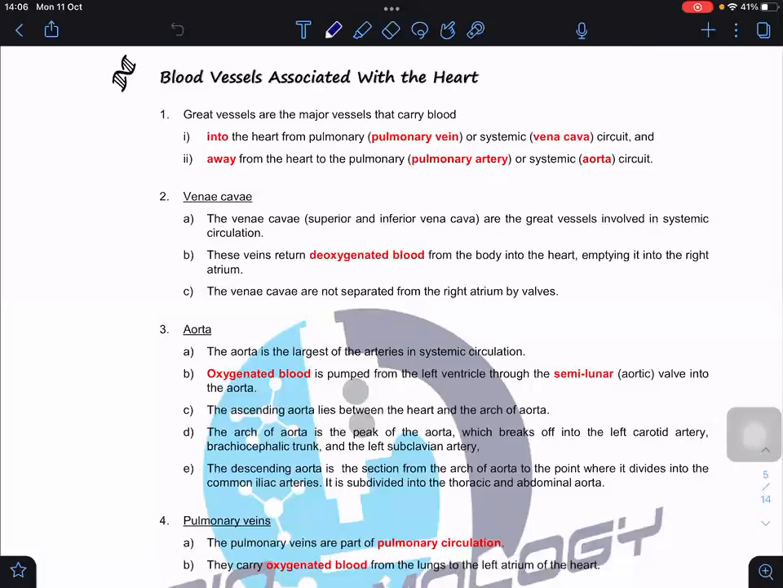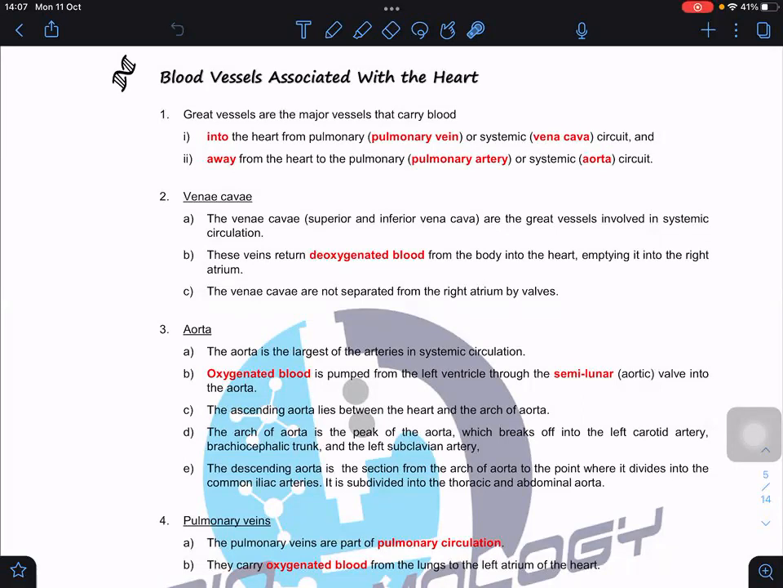Okay, so if you look at the structure of the heart, we do know that the heart is involved in the cardiovascular system. Basically, the heart is going to pump the blood, right? From, basically shared between the pulmonary circuits as well as the systemic circuits. Okay, so it means that we do need the heart to pump the blood from one region to another region. Okay, so let us look at what the blood vessels are.